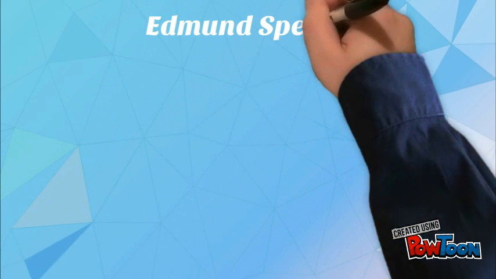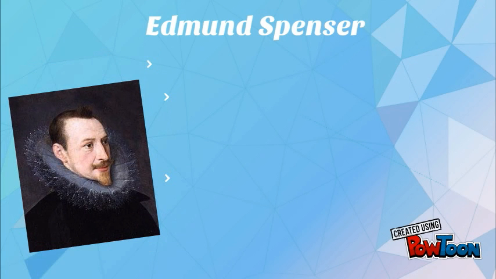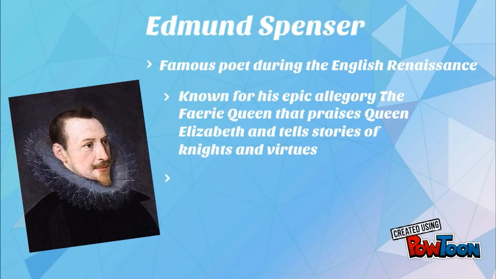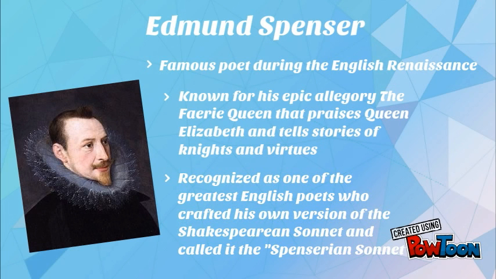Edmund Spenser is another famous poet during the English Renaissance. He is known for his epic allegory, The Faerie Queene, that praises Queen Elizabeth and tells stories of knights and virtues. He is recognized as one of the greatest English poets who crafted his own version of the Shakespearean sonnet and called it the Spenserian sonnet.